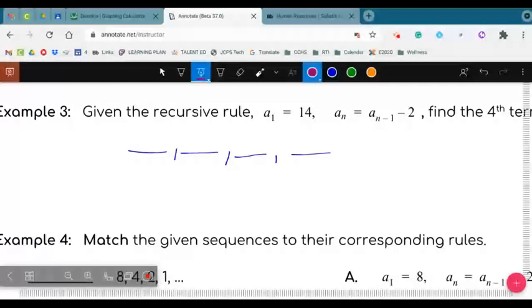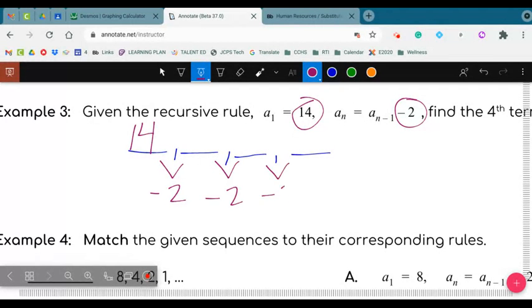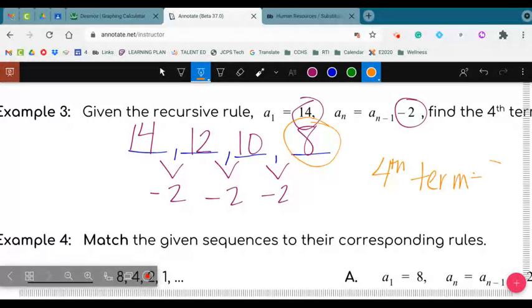and we will fill them in. So 14 is our first term, and we're subtracting 2. So we're going to get 12, and then 12 minus 2 is 10. 10 minus 2 is 8. So our fourth term is going to be 8. So our fourth term equals 8.